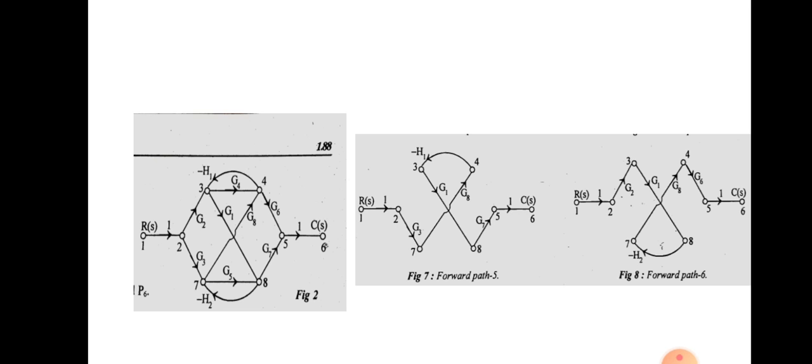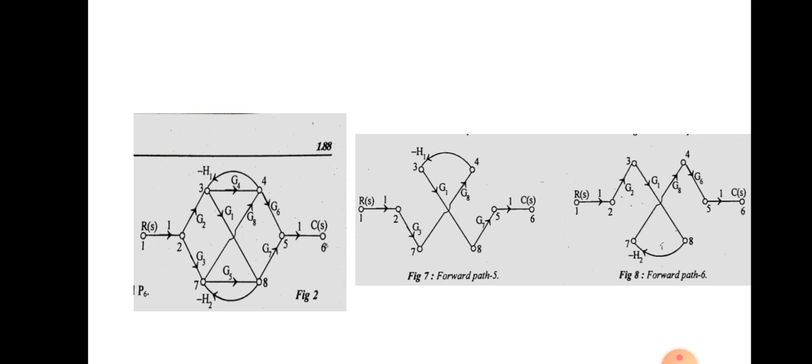See, you can see it in the figure 7. That is forward path 5, and here the flow of the signals is in the same direction. So it is a forward path, and its gain can be indicated by P5, and the P5 value is 1 into G3 into G8 into minus H1 into G1 into G7. So P5 is minus G3 G8 H1 G1 G7.